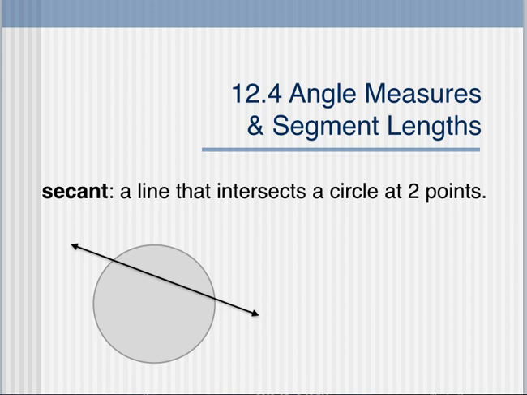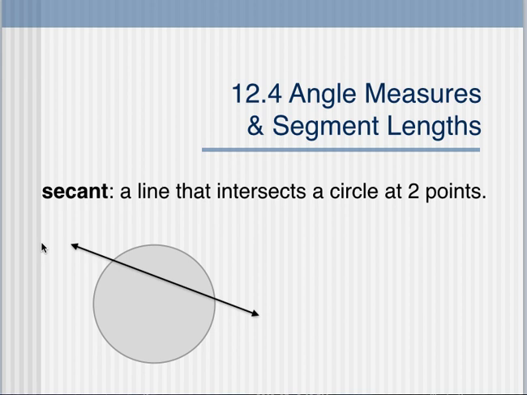A quick note, a secant is different from a chord in that a chord is not a line, it is a line segment. A chord would start and stop on the edges of the circle and not continue past the outside. That's really the only difference between a chord and a secant.